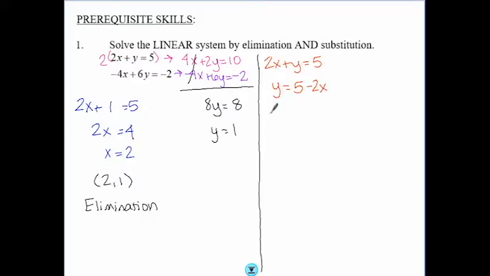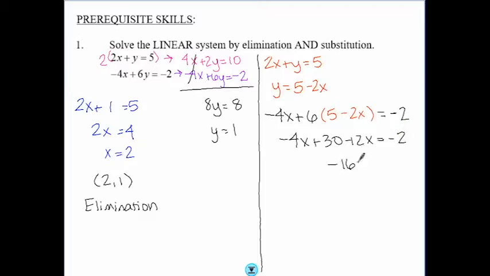So for my second equation, I have negative 4x plus 6y, and instead of y, I'm going to put 5 minus 2x, equals negative 2. Then I just need to solve for x. So if I distribute, combine like terms, and solve, I end up with x equals 2.